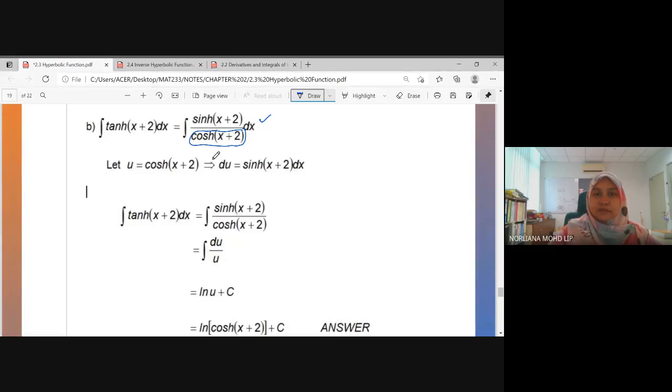Then differentiate, du over dx. We get the hyperbolic sin x plus 2, then times 1. So we want to change this in terms of u. You get du equal to hyperbolic sin x plus 2 dx.